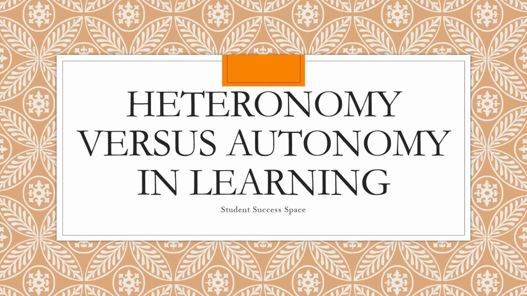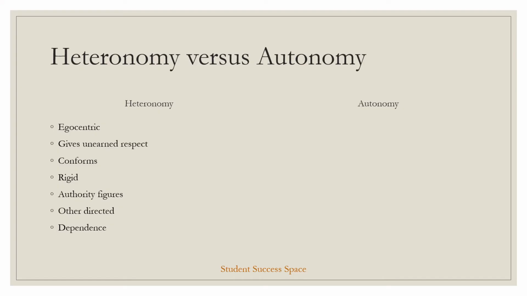A conversation in research of the autonomous learner is the dichotomy between heteronomy and autonomy in learning. Heteronomy, in the simplest of forms, is deferring to others, an action that is influenced by a force outside of the individual, while autonomy is the control of the individual. Let's look at a list of characteristics for a deeper understanding.